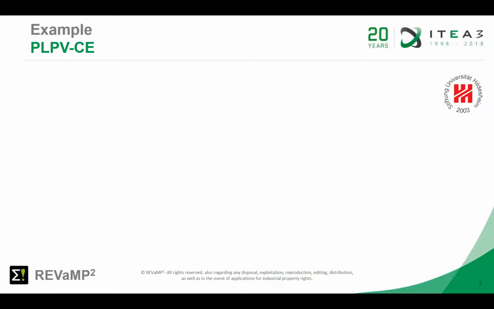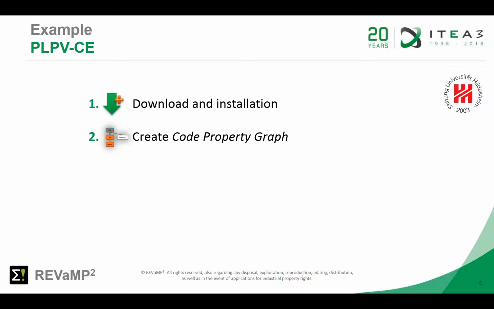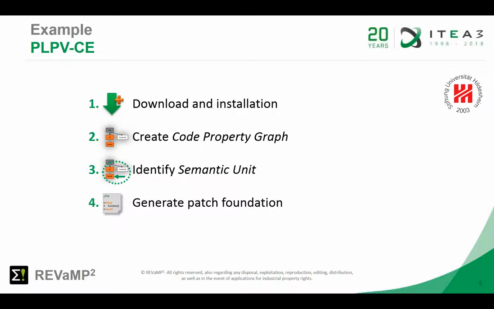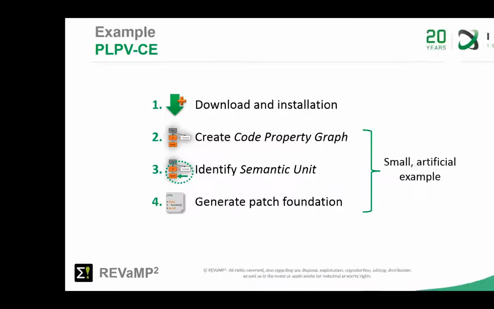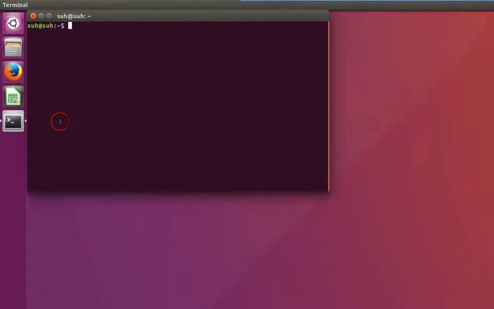In the remainder of this video, we will show exactly these capabilities of our product line product variant co-evolution support tool. However, we first start with downloading and installing Jess. Then we create the code property graph as the required artifact to identify a particular semantic unit and the generation of a patch foundation using a small and artificial example.